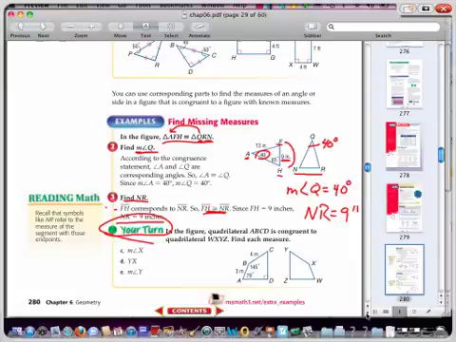See if you can figure out the measure of angle X, the length of YX, and the measure of angle Y.